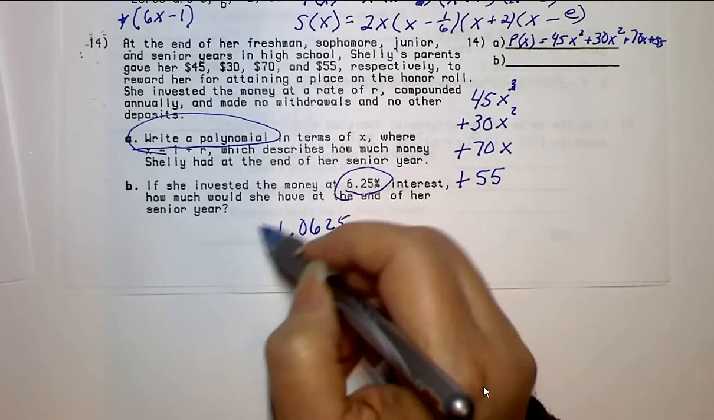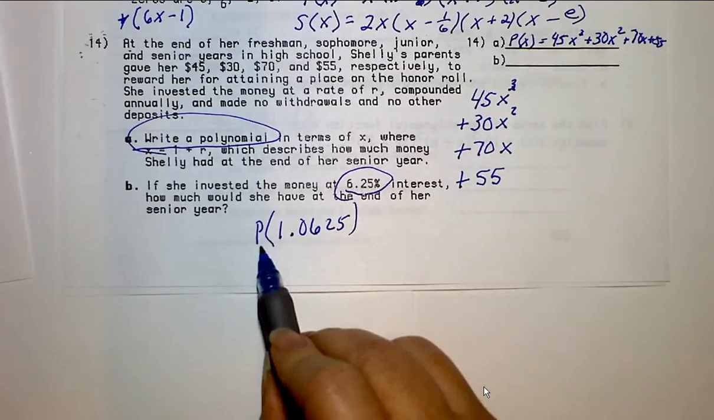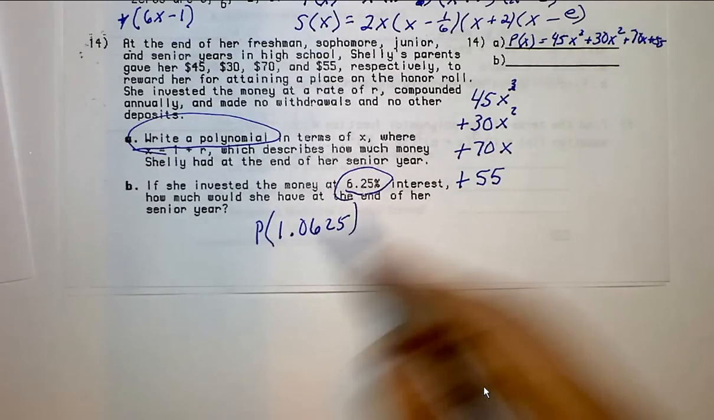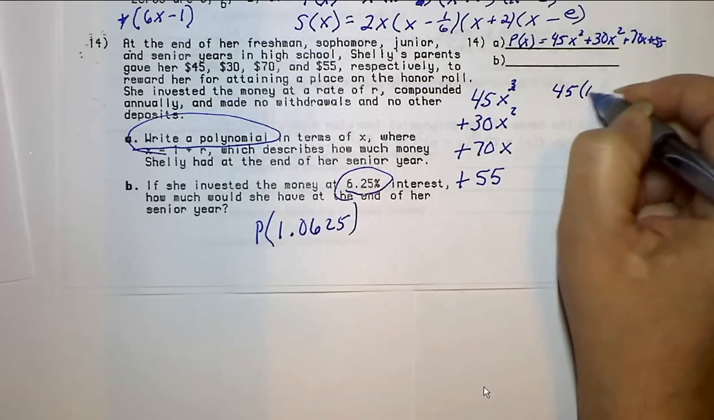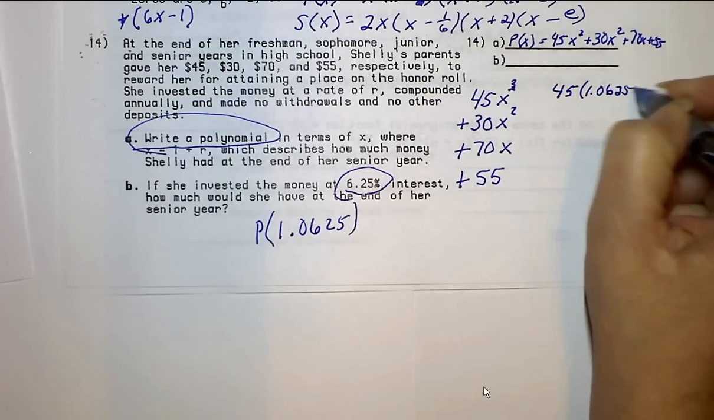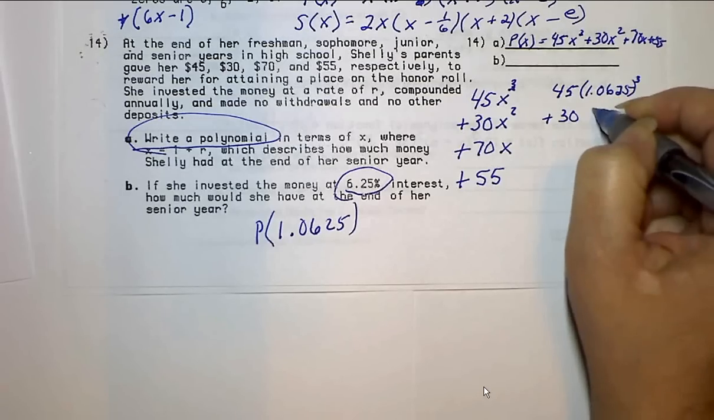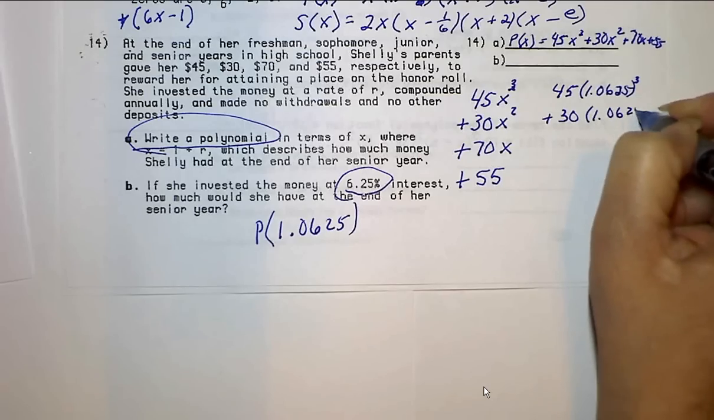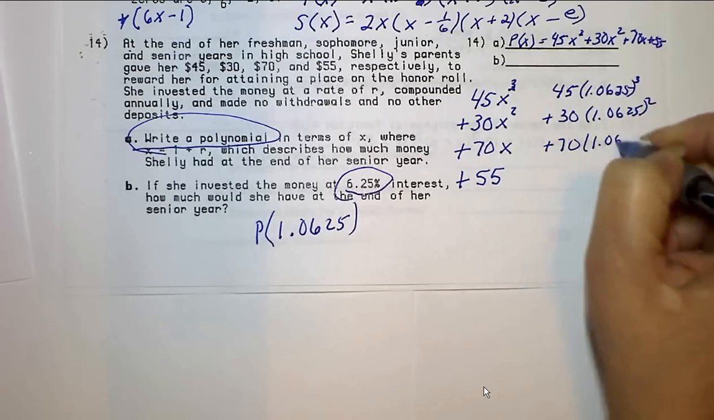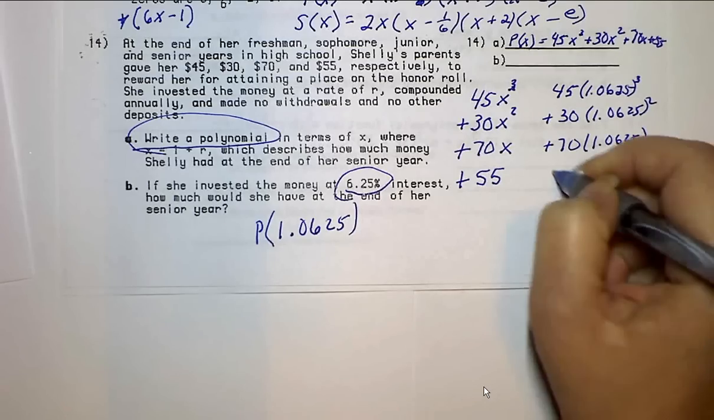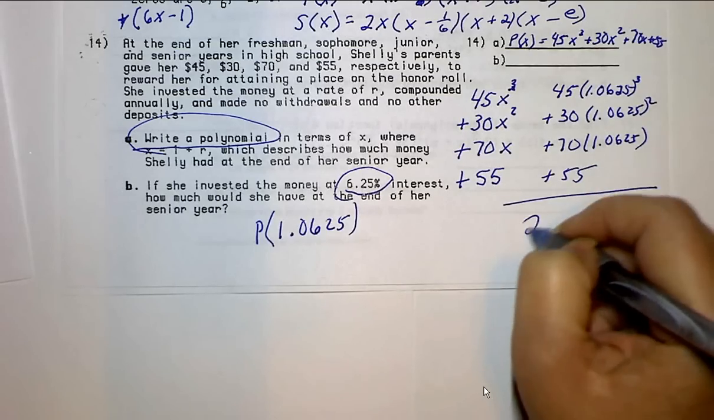That's what we're doing, putting this in for all your x's. So you're literally going to go 45 times 1.0625 cubed plus 30 times 1.0625 squared plus 70 times 1.0625 plus 55. Add that all up and you should get 217.22.